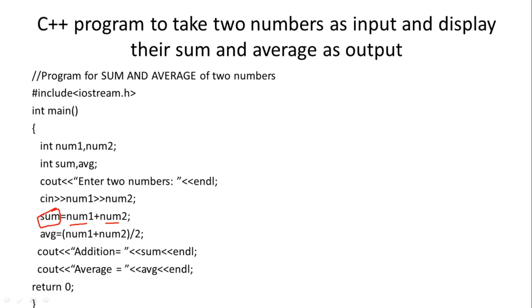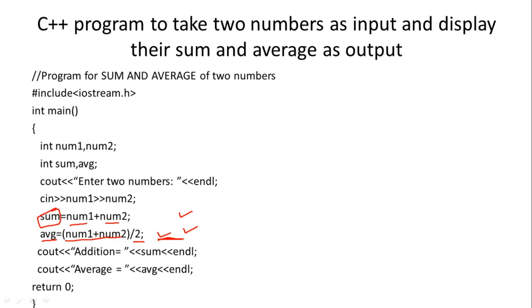Next, again an expression is used: avg equal to the addition of these two numbers divided by 2. Here we are storing the average in avg, that's why this expression is used. So after execution of this statement, avg equal to num1 plus num2 divided by 2, we will have the result in two variables, first the sum in the sum variable and the average in the avg variable.